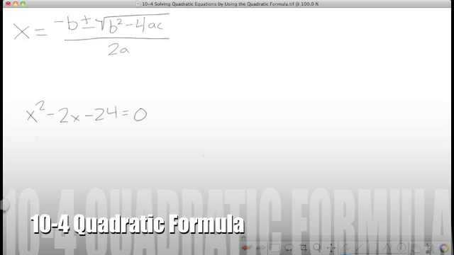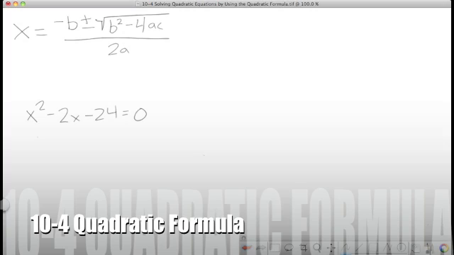So let's go ahead and get started with this problem we have written down here, which is x squared minus 2x minus 24. Now, from what we've learned so far, we know of 4 different ways that we can solve for the roots of this problem. We can solve it by factoring, we can solve it by graphing it, we can solve it by completing the square, which we learned in the last lesson, and we're going to solve it by using the quadratic formula this time.